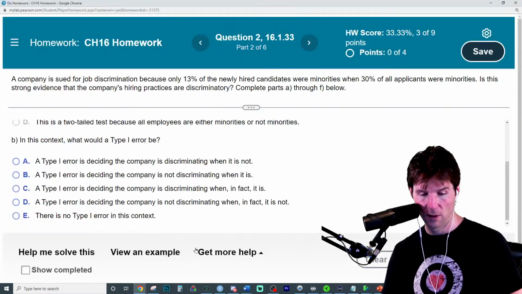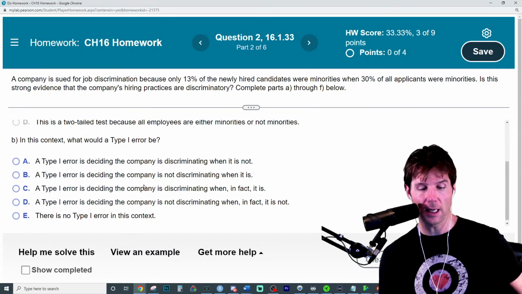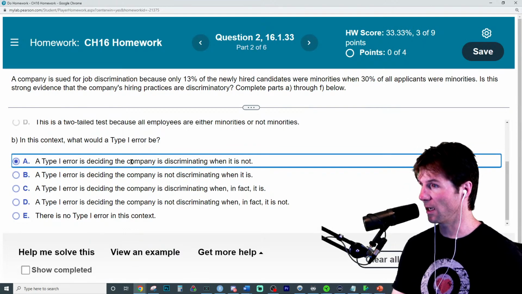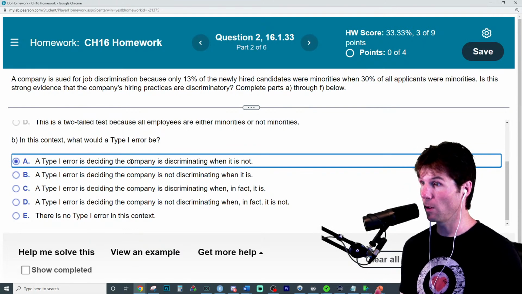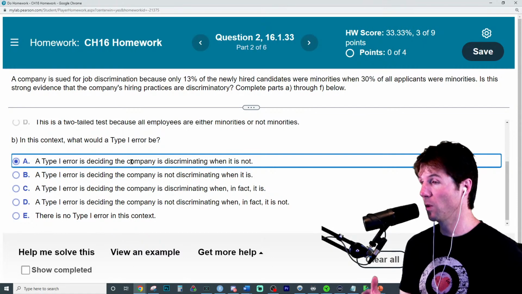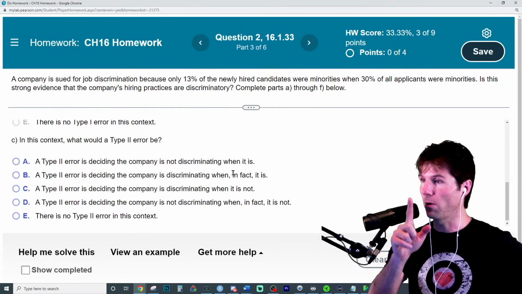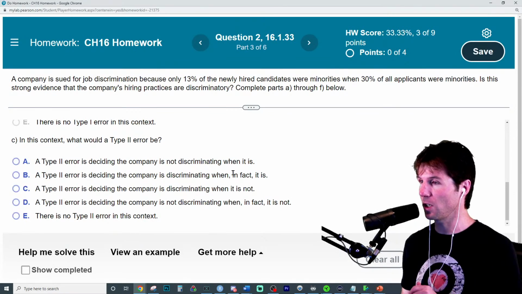So in this, what is a type 1 error? A type 1 error would be deciding the company is discriminating when it's actually not. That is a type 1 error because the company is innocent, but we reject the null and we say we have evidence of their guilt. Type 1 error: null is true, but we accidentally reject it.